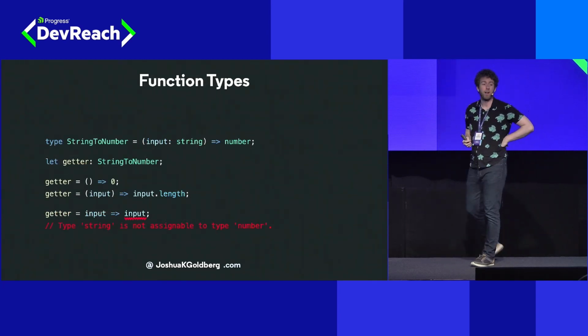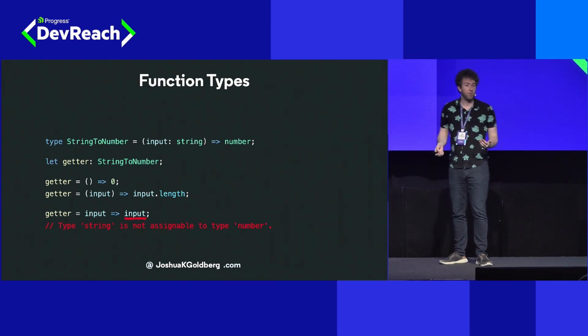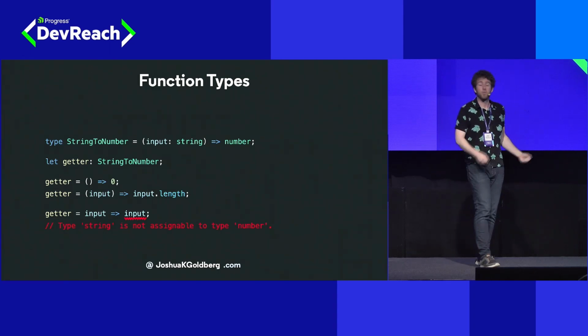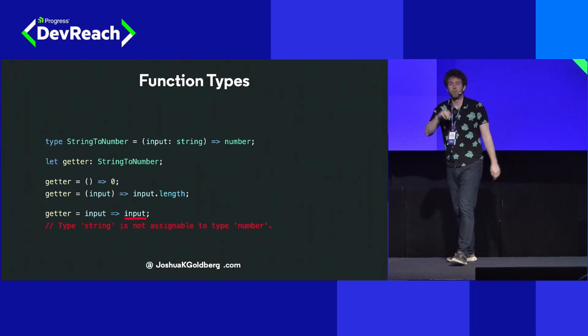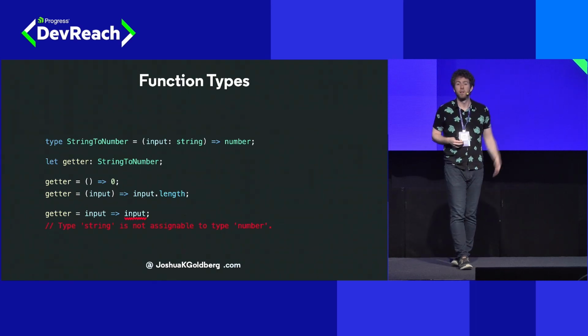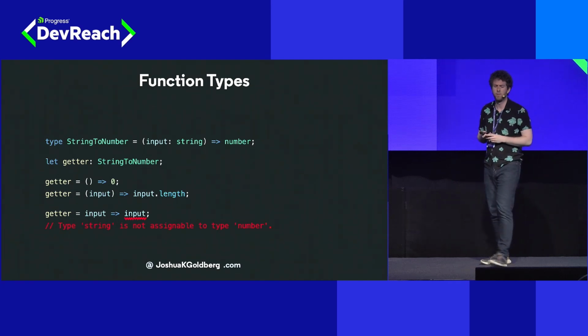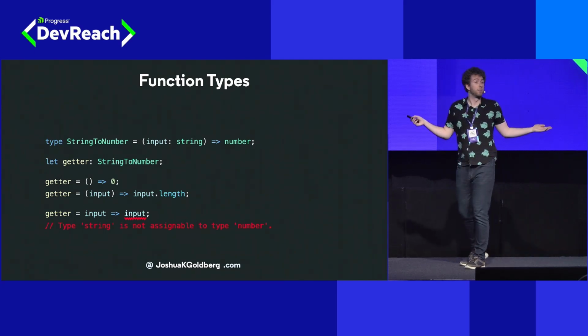TypeScript also has function types. You can declare that a particular thing is a function, which is important because in JavaScript, you can pass functions around anywhere willy-nilly. It's a first-class functions language is the term. Here we're saying that my getter variable is type string to number. Takes in a string, doesn't really matter that it's called input, it's just any input string, and returns number. So if I say that getter equals input return input, that's wrong, because input is a string.